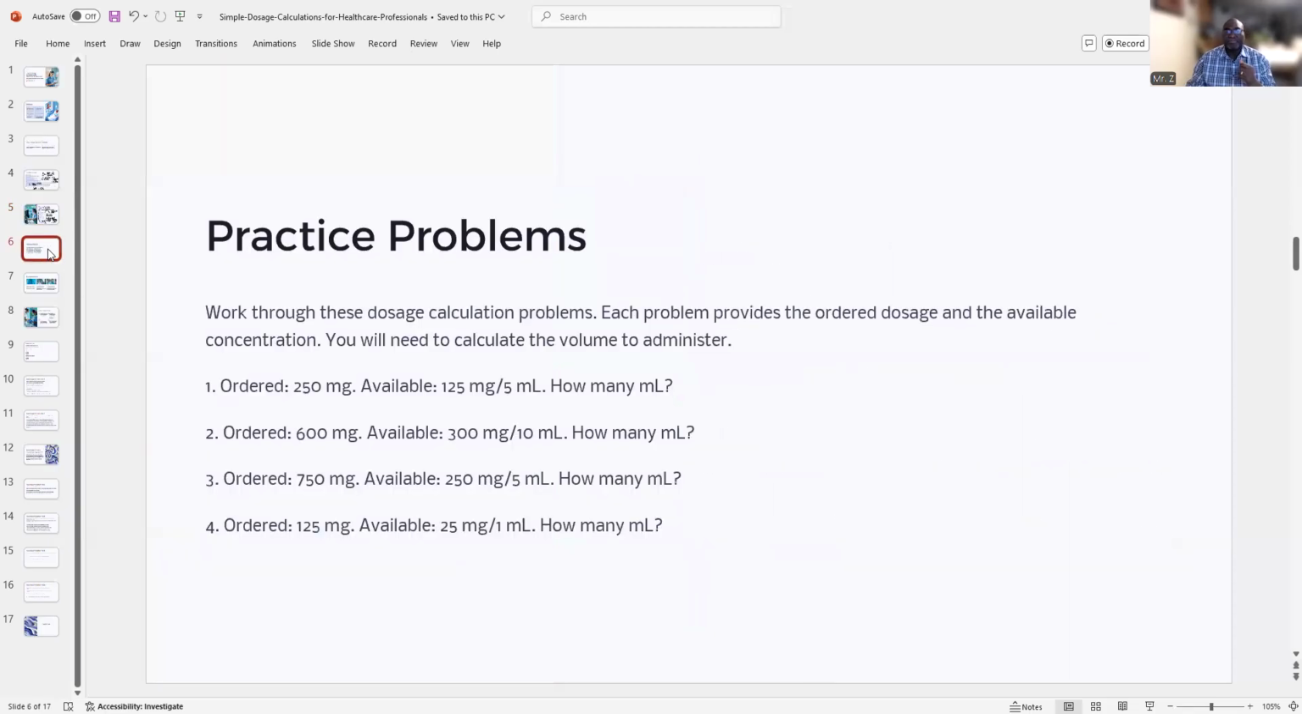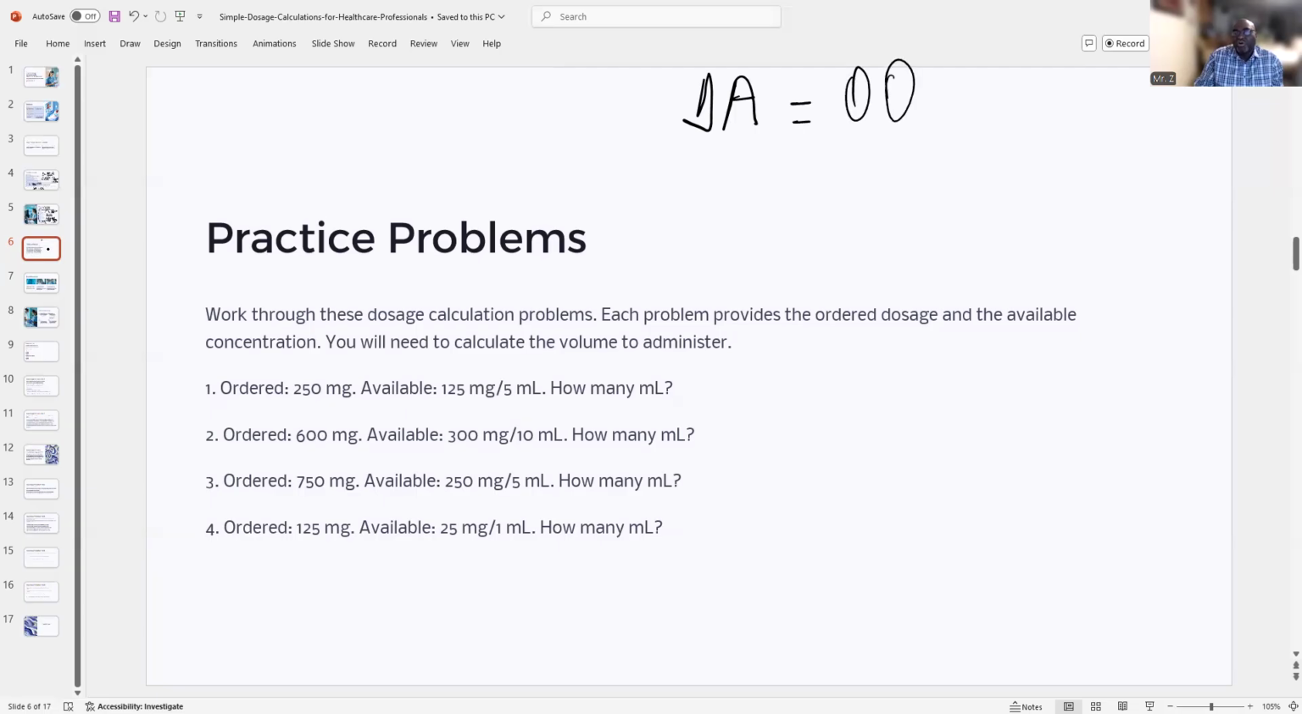All right? So let's do some practice problem. All right, question number 1. Which one is your order? Remember which formula we're going to use. I told you the master formula that I want you to memorize right now. It's dosage multiplied by available equals order multiplied by quantity.